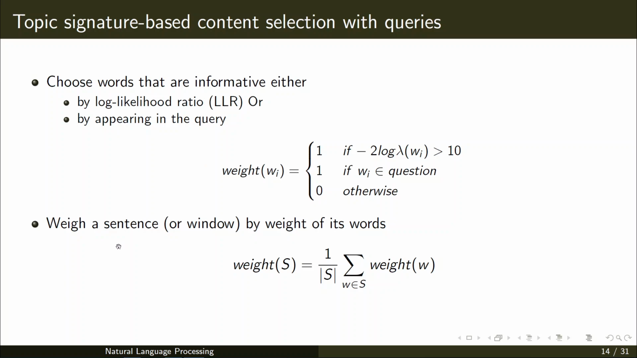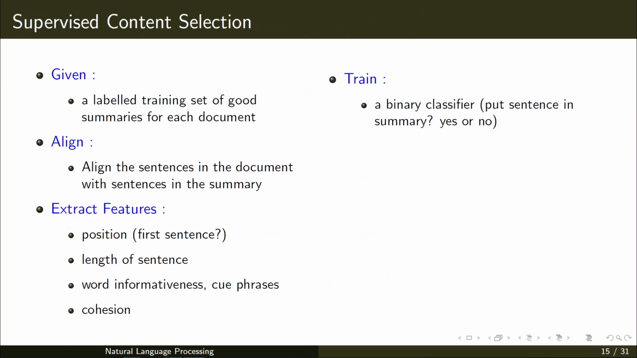Weight of a sentence is by the weight of its words. So weight of the sentence is 1 by total number of words in the sentence into sum of W in S into weight of W. So it is average weight of the words. So that was about unsupervised content selection.